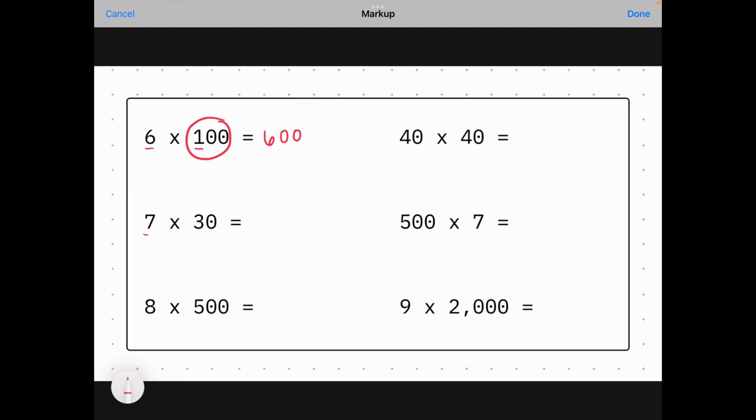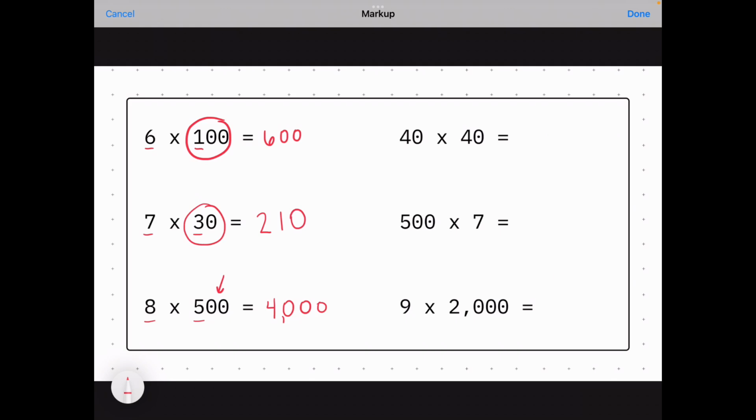For 7 times 30, I spot 7 times 3 equals 21, and this time because 30 is a multiple of 10, I can do my trick of just adding 1 zero. 8 times 5 is 40, and then I can add my 2 zeros.